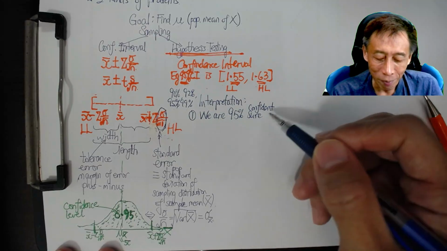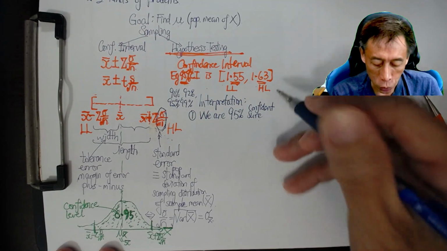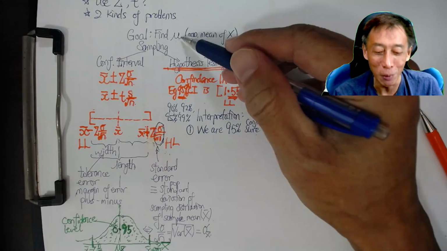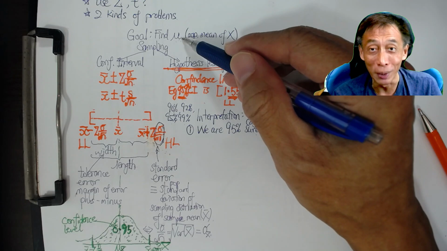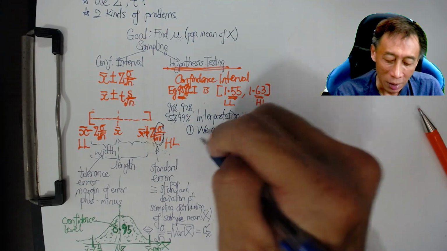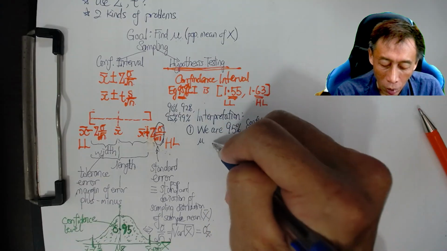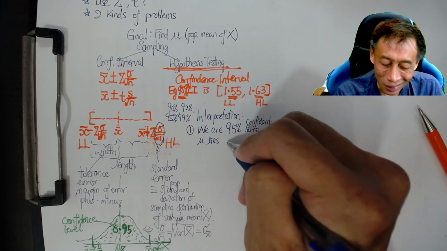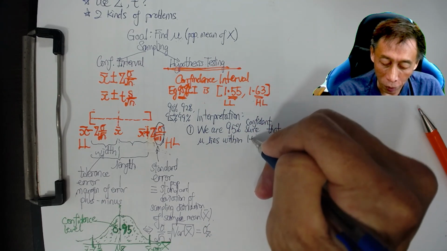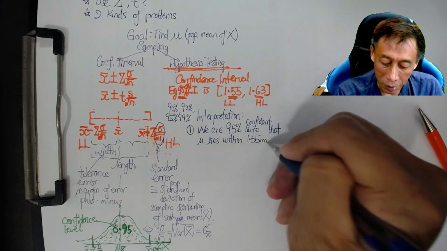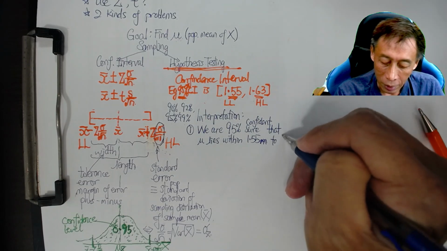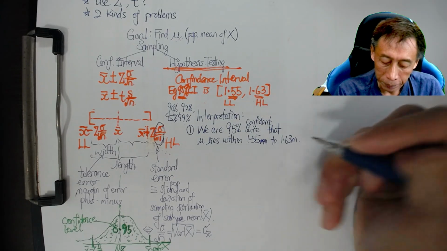So we are 95% confident or sure that about what? Remember, we are trying to find mu, so always come back to mu. The interpretation must always link back to mu. We're 95% confident or sure that mu lies within 1.55 meters to and 1.63 meters. Okay.